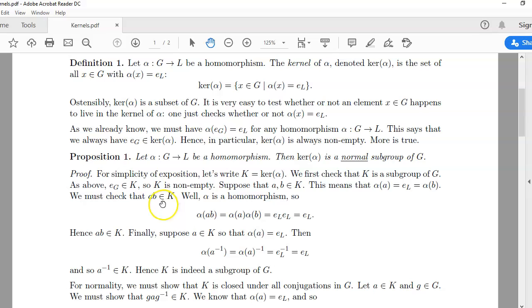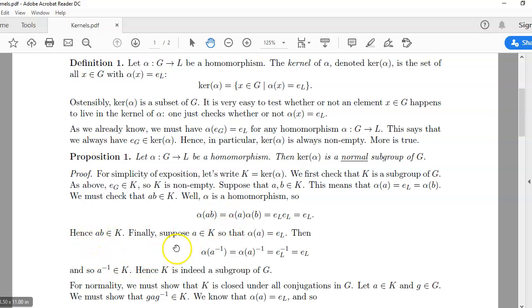But remember, it's easy to check whether or not somebody lives in the kernel. You just plug them into alpha and see if you get back the identity. So my job is to plug AB into alpha and ponder whether or not I get back the identity. But I do, because alpha is a homomorphism. So alpha of AB is alpha A times alpha B. But we just said both those terms were the identity in L. So this is identity times identity, which is, of course, the identity. And so that is correct. A times B must live in the kernel.